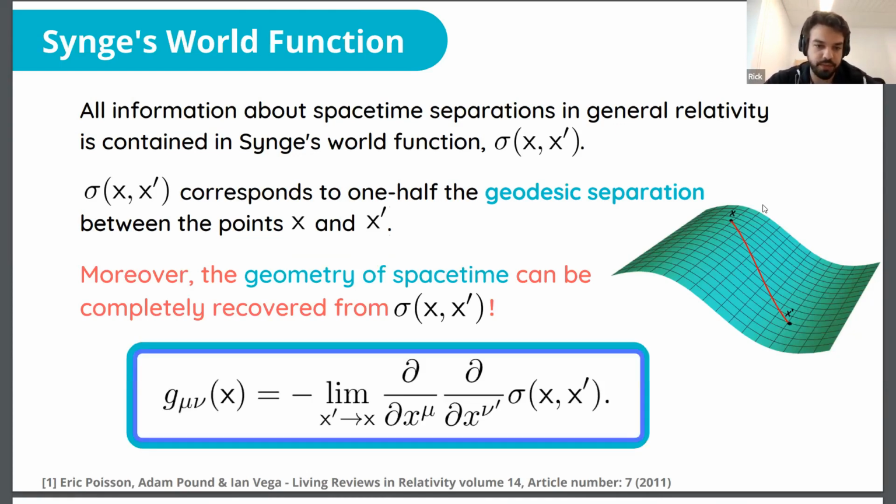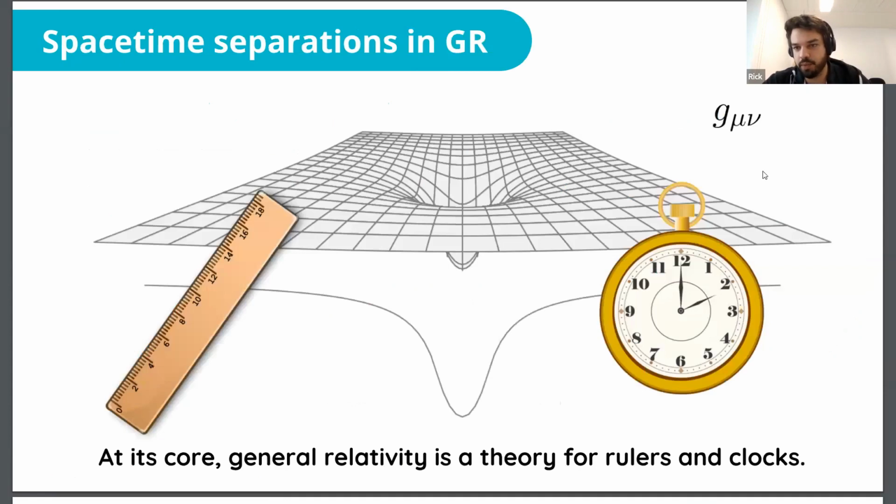So for instance, if one wants to recover the metric of spacetime, that would be given by taking partial derivatives with respect to the different arguments of Synge's world function and taking the coincidence limit. That with a minus sign would give the spacetime metric. So in this picture of general relativity, where the metric gives spacetime separations or provides this notion, you can also equally well replace this metric with Synge's world function. So this geodesic distance between the points.